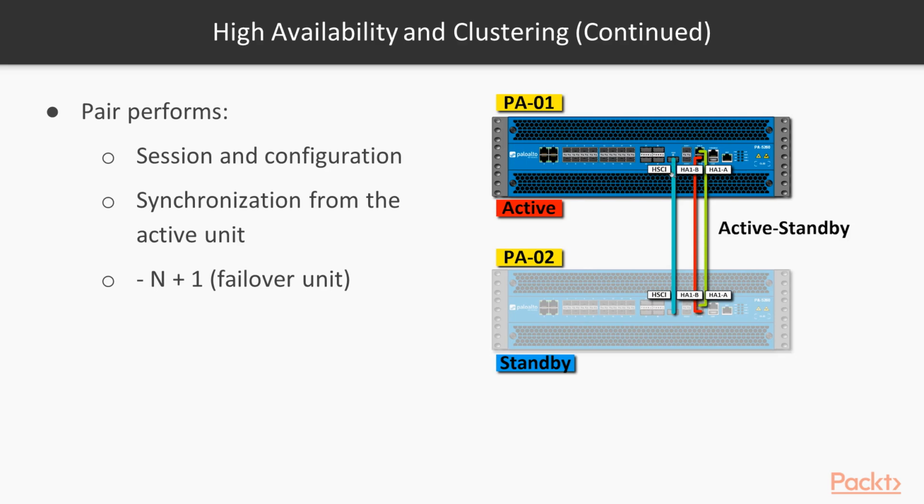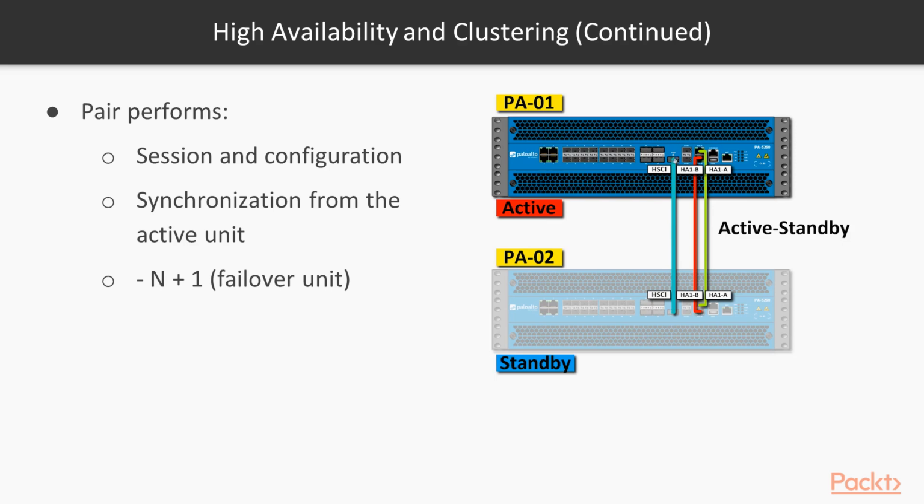We usually perform session synchronization via the high-speed chassis interconnect. If your unit has a high-speed chassis interconnect, it's most certainly going to be a higher-end model, like the 5000 series. They come with a high-speed chassis interconnect, which is a QSFP interface that runs at 40 gig, and it does that session sync in active standby.